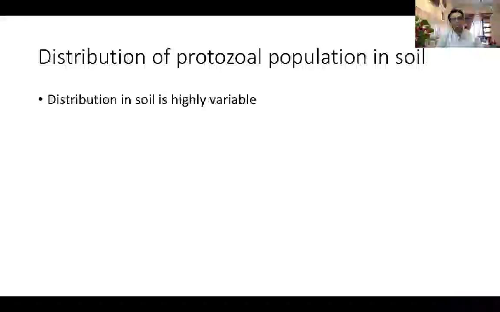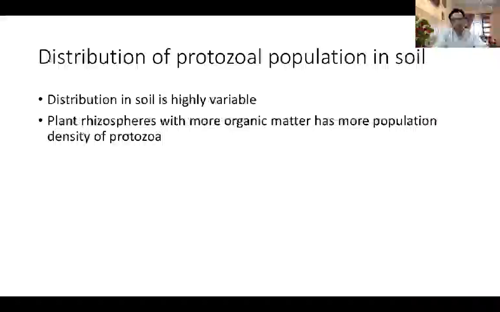Now, how is the protozoal population distributed in the soil, which are the areas where we find more protozoal population. One thing is very clear, one thing on which everybody is agreed is that the distribution of protozoa in soil is highly variable. It is not uniform. Even it varies, and it depends on the areas where plants are growing. For example, the protozoal population and density is much higher inside the plant rhizosphere, where there is more organic matter.